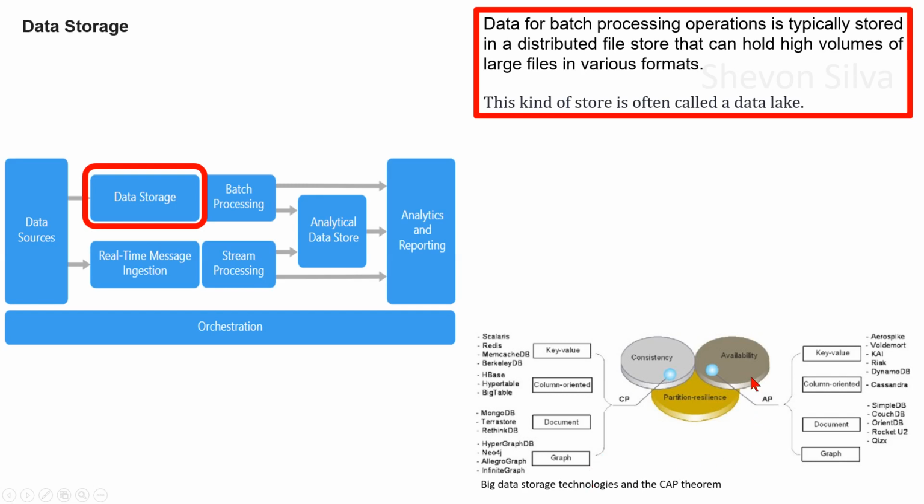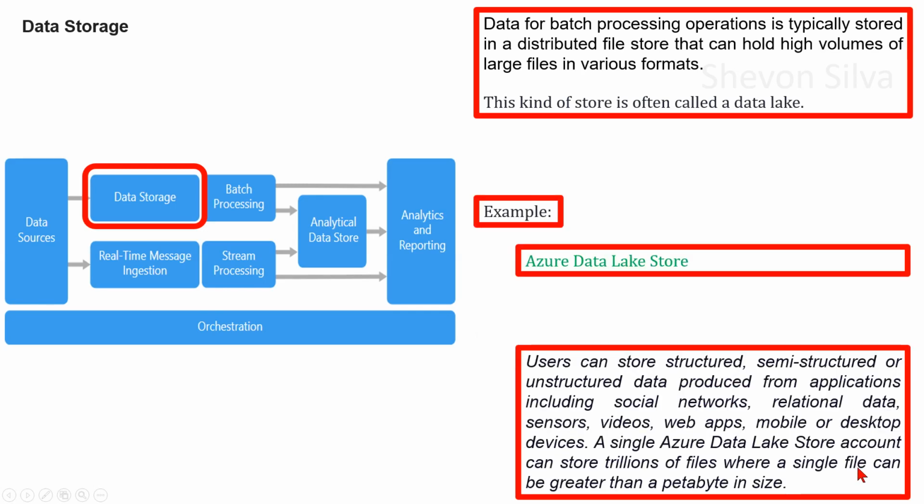With related to availability, AP, key value, Aerospike, Voldemort, KAI, Risk, DynamoDB, column oriented, Cassandra, document, SimpleDB, CouchDB, OrientDB, Rocket U2, Quix, graph.